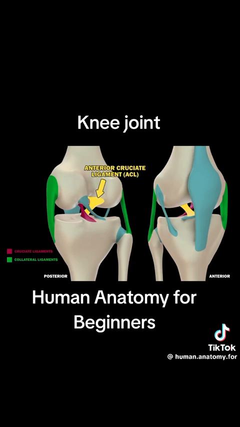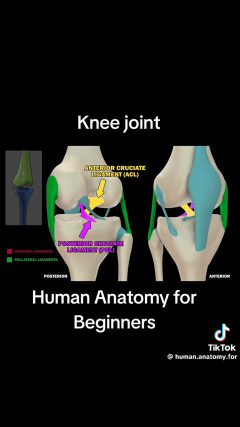There is the anterior cruciate ligament, or ACL, and the posterior cruciate ligament, or PCL, which stabilize the knee. The ACL prevents the tibia from being pushed forward relative to the femur, while the PCL prevents it from being pushed backwards relative to the femur.